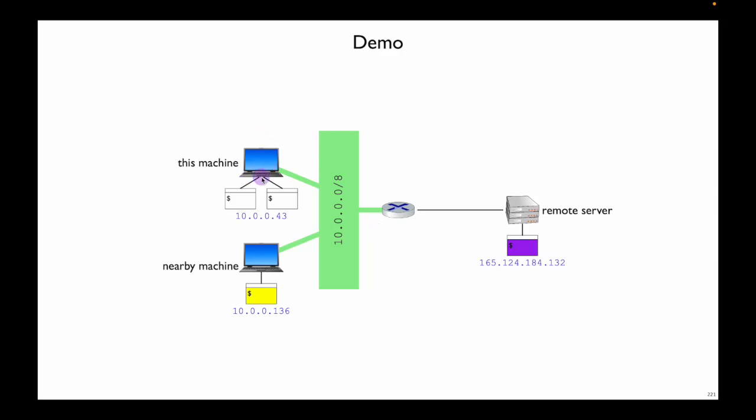The machine I'm using right now is on a local network where there's a NAT router between the local network and the rest of the network. So we can do some experiments where I use my local machine, another machine that's on this same local network, and a remote server that's outside of this local network. My local machine is going to have address 10.0.0.43 the way I've connected, and I'll have a couple of windows open for that machine. The nearby machine has 10.0.0.136 with the yellow window that I'll use, and the purple window will correspond to the remote server.